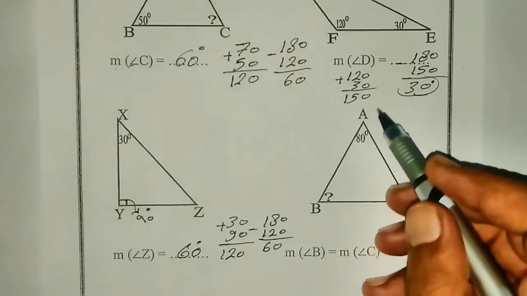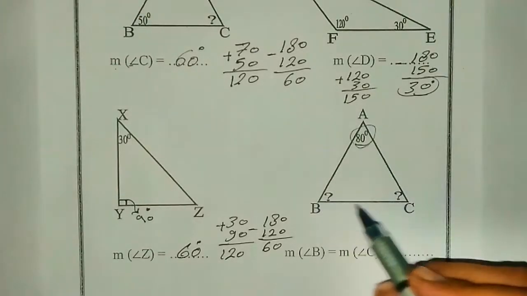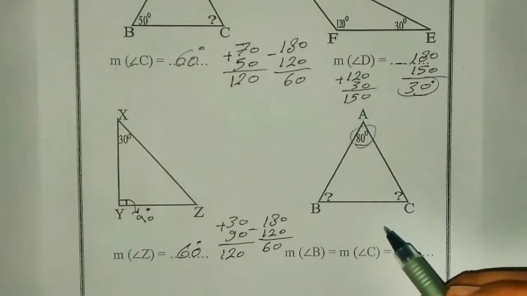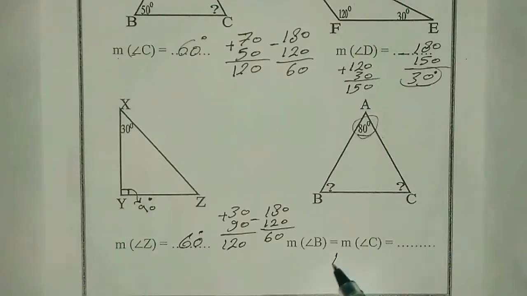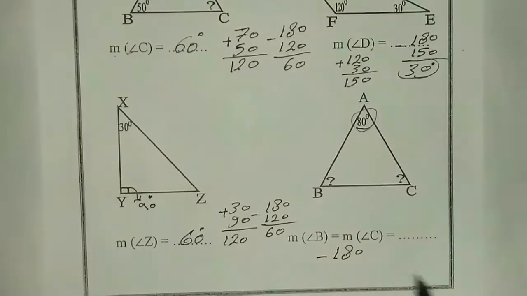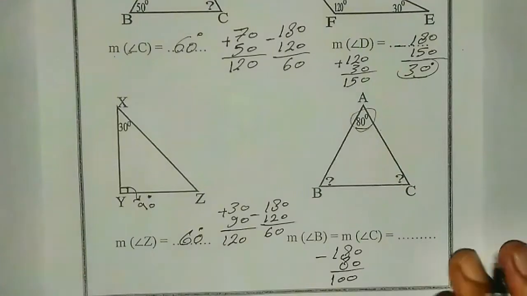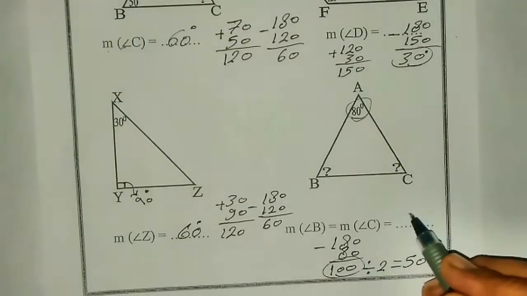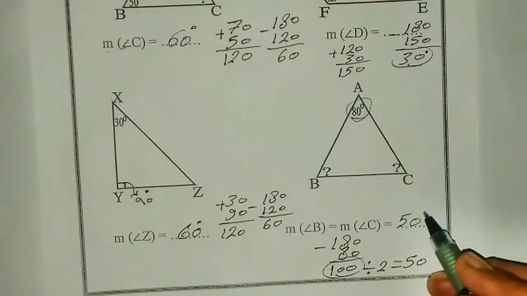The fourth example, in a triangle ABC, the measure of angle A equals 80 and the measure of angle B is equal to the measure of angle C. Then find each of the measure of angle B and the measure of angle C. First, we will subtract 180 minus 80 equals 100. And we will divide 100 divided by 2 equals 50. Then the measure of angle B equals the measure of angle C. Each one is equal to 50 degrees.